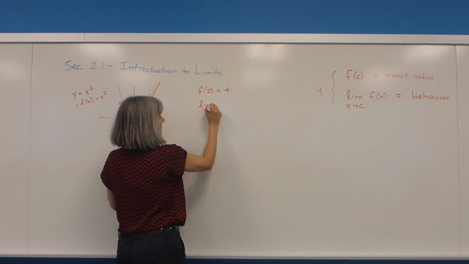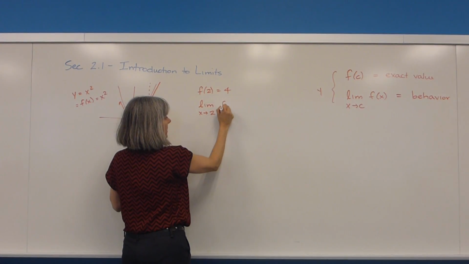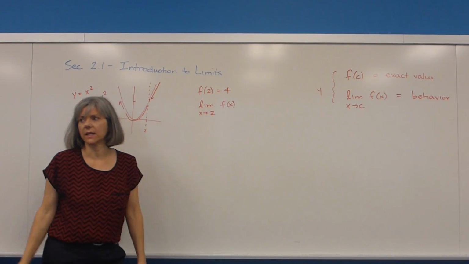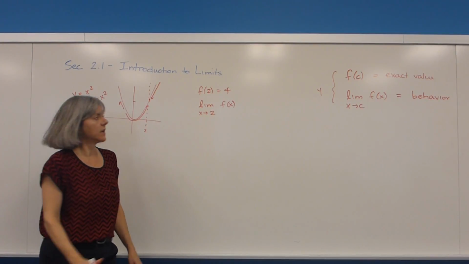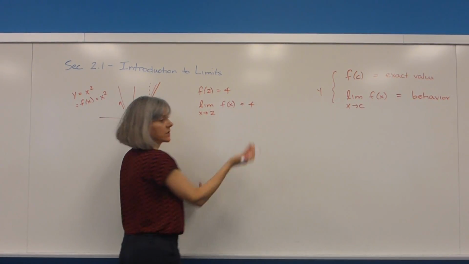So this, the limit as x approaches 2 of f of x. There is a lot of writing in limits. I apologize for that. There's no way around it. You must write it. This is also 4. They're the same.